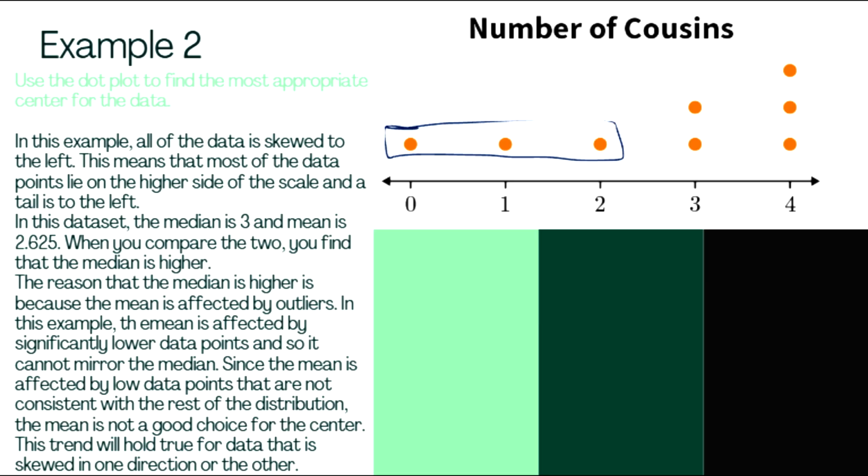This trend will hold true for data that is skewed in one direction or the other. So when you have skewed data, you want to use the median. Skewed is good for the median. This should be in your notes too. Okay, skewed equals median, because you're more likely to get an accurate center.